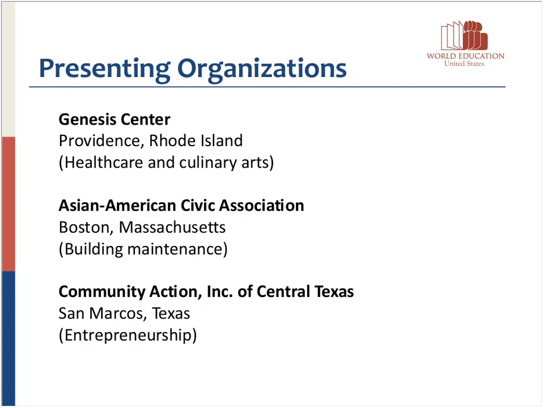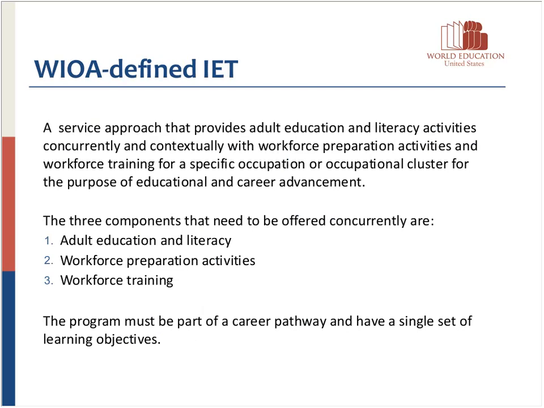But before we meet our presenters, I want to frame this with the definition that the Workforce Innovation and Opportunity Act, or WIOA, set out for integrated education and training programs. So here is the definition, which you've probably seen before. IET is a service approach that provides adult education and literacy activities concurrently and contextually with workforce preparation activities and workforce training for a specific occupation or occupational cluster for the purpose of educational and career advancement. So the aim of the model is for adults to receive the kind of integrated services that can most effectively help them advance in a high-demand occupation.